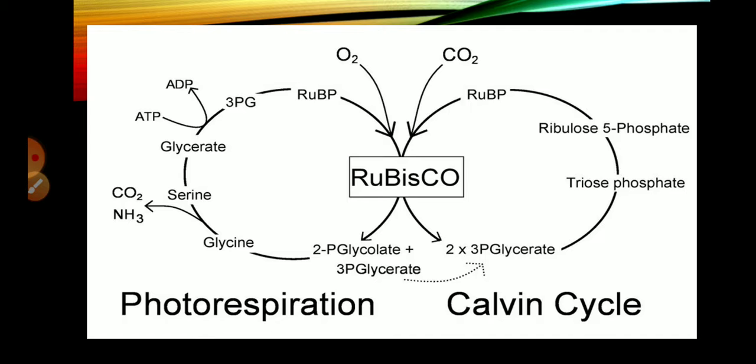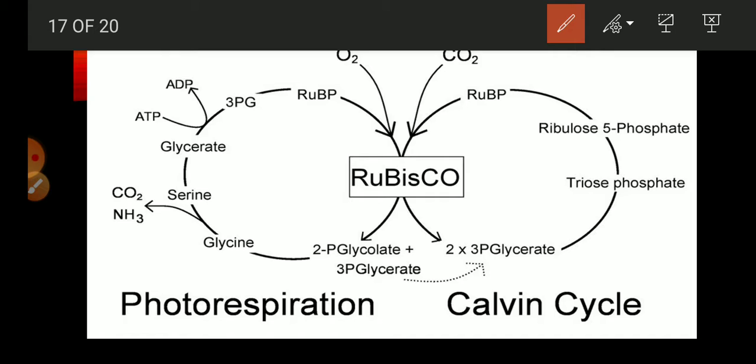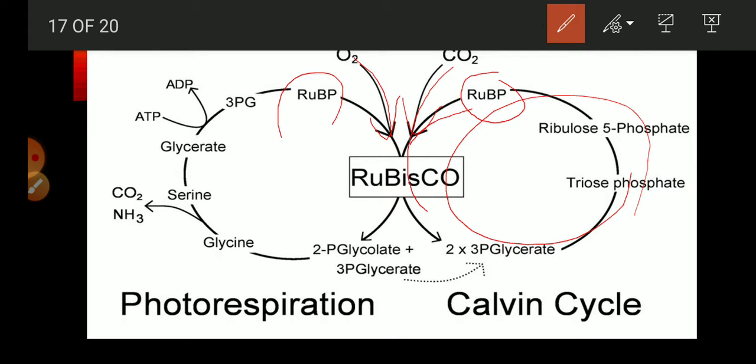So here you can see this is the normal reaction in which carbon dioxide is joined with RuBP in the presence of Rubisco, and the normal function of the Calvin cycle is going on. But here oxygen is adding with RuBP through Rubisco. So a very toxic substance is produced, called 2-phosphoglycolate. 2-phosphoglycolate is very dangerous for the plants.